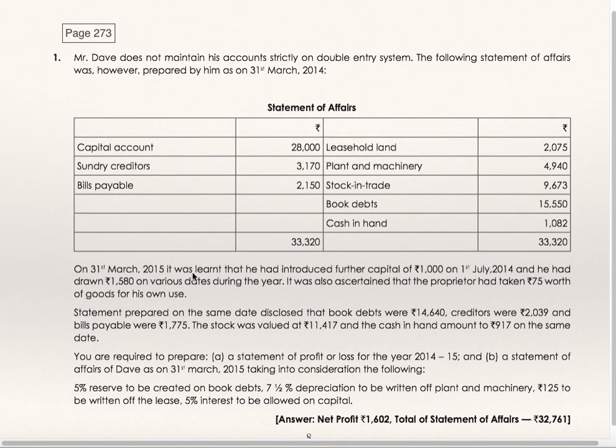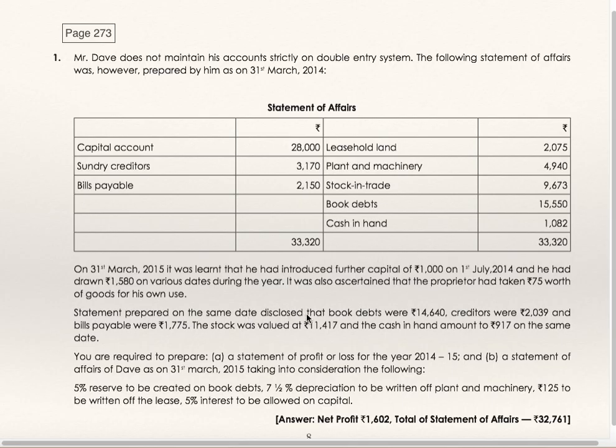On 31st March 15, it was learnt that he had introduced further capital of 1000. Additional capital introduced is 1000 on 1st July 14, and he had drawn 1580 on various dates during the year. So drawings are 1580. It was also ascertained that the proprietor had taken 75 worth of goods for his own use. So total drawings are 1580 plus 75, and additional capital introduced is 1000.